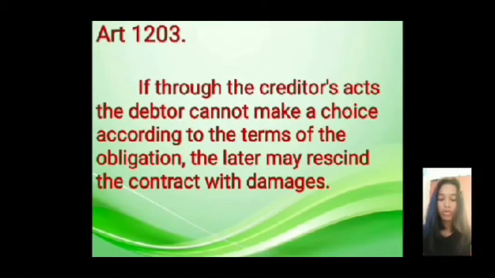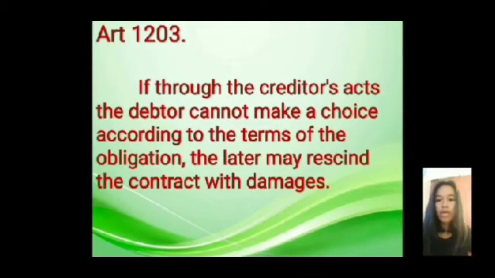Article 1203: If the creditor's act makes it so the debtor cannot make a choice according to the terms of the obligation, the latter may rescind the contract with damages. The meaning of rescind is to cancel or take away, to refuse the order. For example, on Shopee, you order something, then after a few days, you cancel it. That is it.